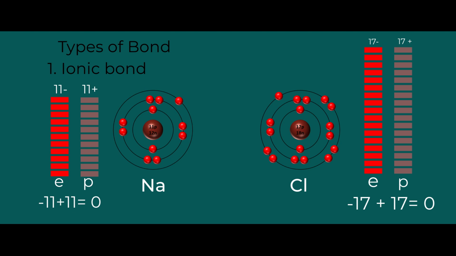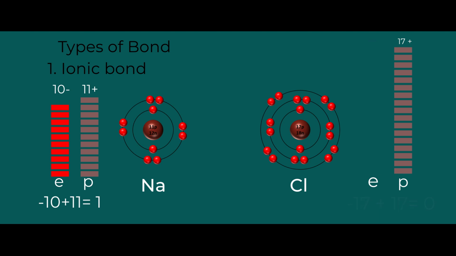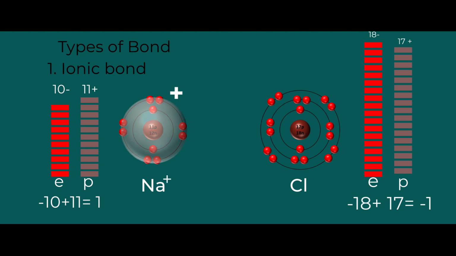Now, when you look at the structure, in the sodium atom, in the last shell, there is only 1 electron, and in the chlorine atom, in the last shell, there are only 7 electrons. Both the atoms are not stable. So sodium atom, in order to attain stability, needs to lose 1 electron, and chlorine atom, in order to gain stability, needs to gain 1 electron. So when sodium atom loses 1 electron and chlorine atom gains 1 electron, they become charged. Sodium atom losing 1 electron becomes positively charged, and chlorine atom gaining 1 electron becomes negatively charged.